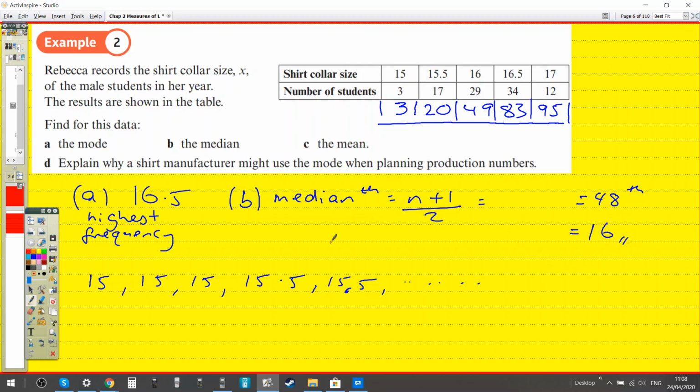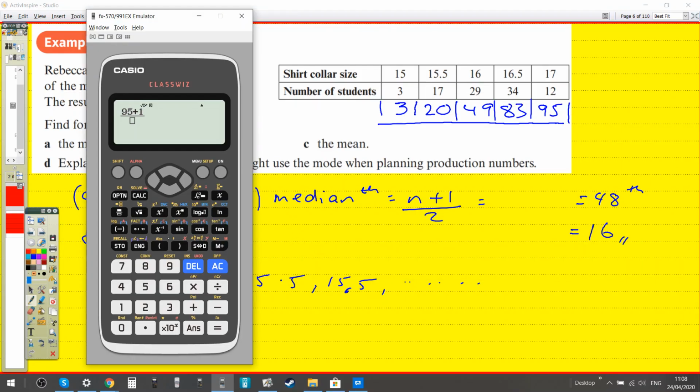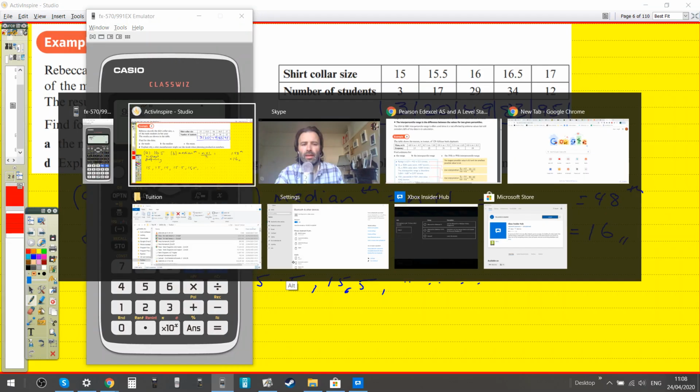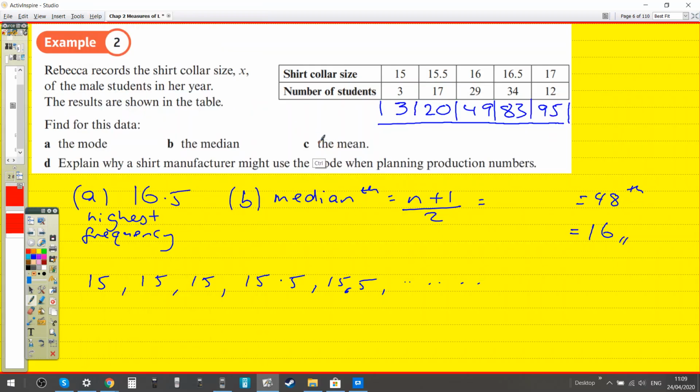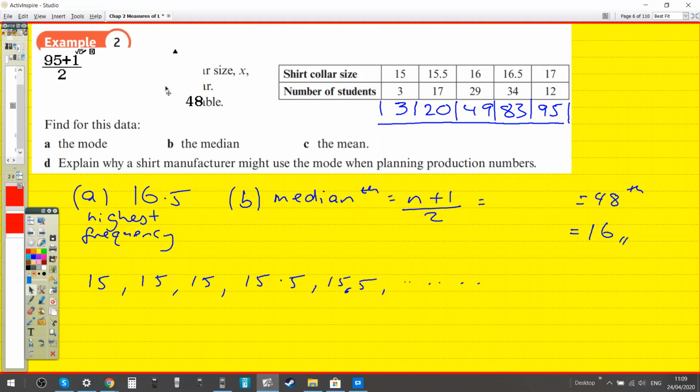And any idea how you find mean from a table? Would I just do like 3 times 15 plus 17 times 15.5 plus 16 times 29? Yep, plus 34 times 16 plus 12 times 17 and then divide that by 5. Yep. Hang on, not divide by 5. There's 5 categories, but you'd divide by total frequency. Yeah, sorry, so divide by 95.